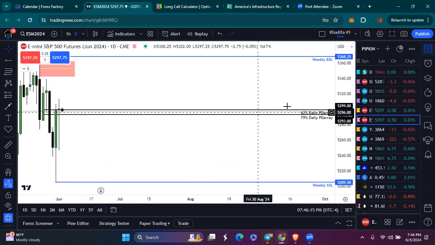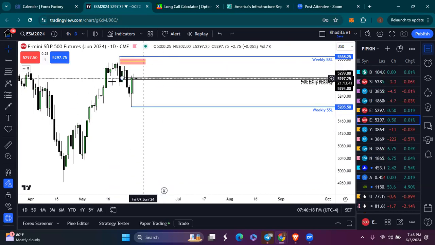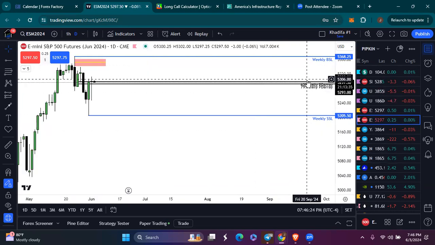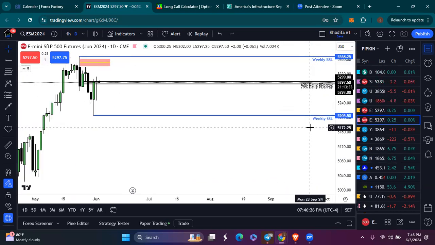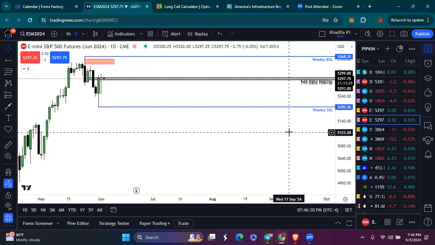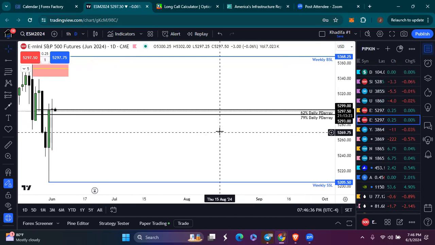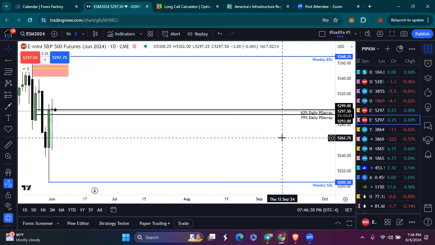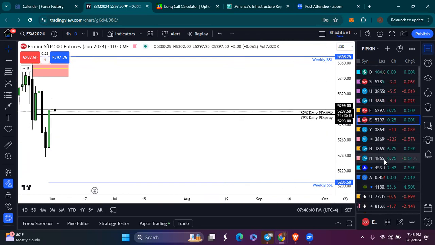However, if we do respect the current PD array levels that we're at, then I do expect ES to just fly to the upside and run that buy side liquidity before we close this week. Cool beans. So with that being said, let's look at NQ.